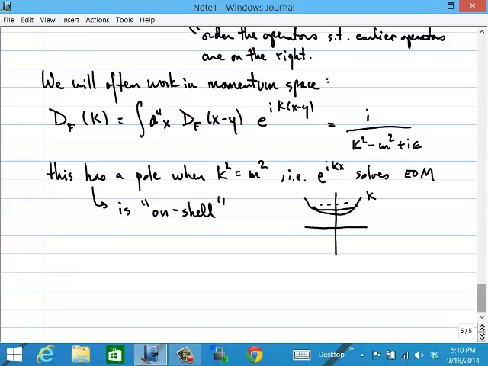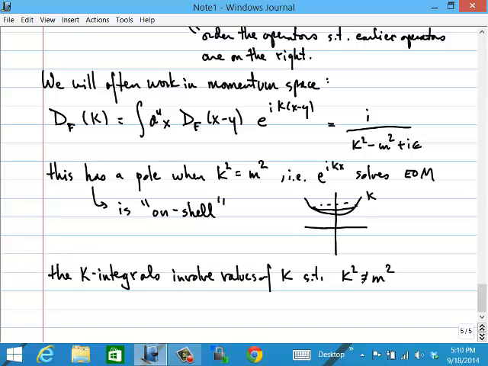And the second statement to make is that the k integrals that we're doing here involve values of k which are off shell, i.e. where k squared is not equal to m squared. Okay. This is just restating what we stated earlier, which is that when you're thinking about a theory of quantum mechanics, you include contributions coming from paths where the particles don't solve the equations of motion. And in this case, working in Fourier space, this means that k squared is not equal to m squared.